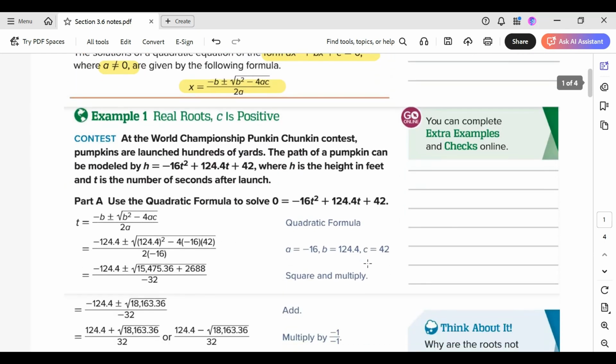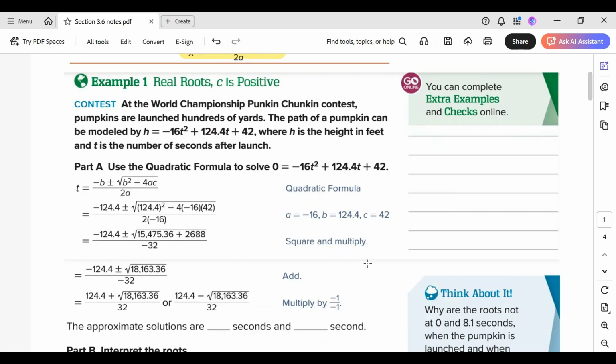In example 1, it says, at the World Championships pumpkin chunking contest, pumpkins are launched hundreds of yards. The path of a pumpkin can be modeled by an equation which says the height is equal to negative 16t squared plus 124.4t plus 42. The height is in feet, and the time is in seconds.